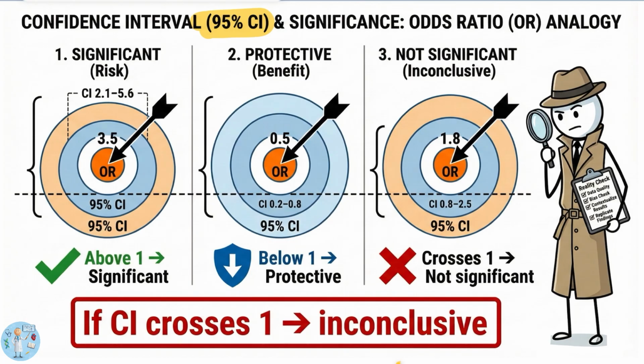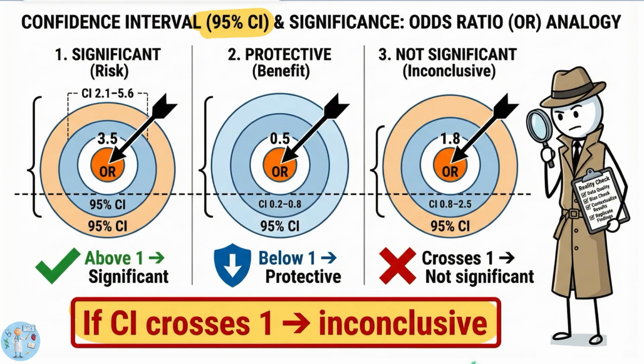Think of it like aiming at a target. The OR is the bullseye where your dart landed. The CI is the margin of error, that surrounding ring that shows how accurate your shot was. And if that ring is too wide, you can't be sure you really hit the bullseye. That's it. And the rule for interpreting the CI is simple. The entire range must be on one side of our null value, 1. If it crosses 1, the result is inconclusive. Okay, so it can't touch or cross 1.